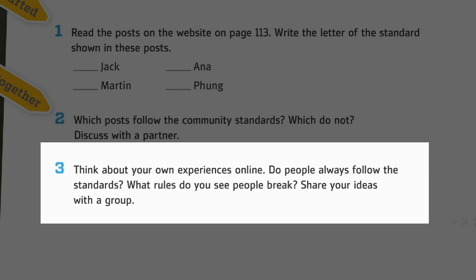Now look at number 3, and what I'd like you to do is talk about this in partners, okay? So pairs, oh good, we have even number. So you guys can be partners, all right? And talk about your experiences online. And it says, think about your own experiences online. Do people always follow the standards? What rules do you see people break? Okay? So first, just talk about that, and then we'll share it with the rest of the class.